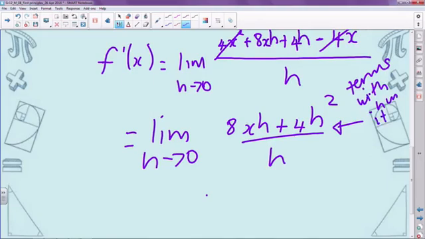So if you look at 8xh, it's got an h. 4h squared. Your terms at this point should all have an h in it, so that when you simplify, we can then tend h to naught. If you look at what you get at this point after you've simplified your f of x plus h minus f of x, if you still have an x just there by itself without an h attached to it, then you've made a mistake.